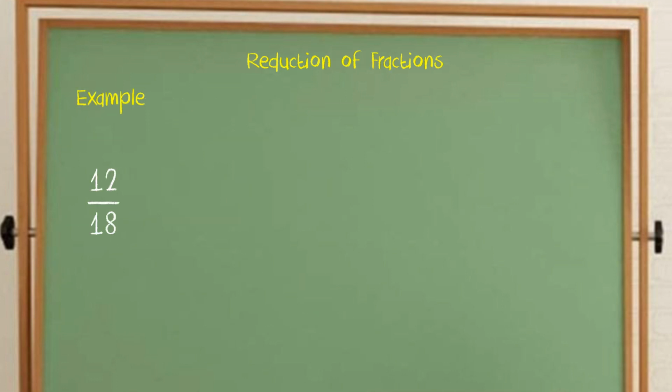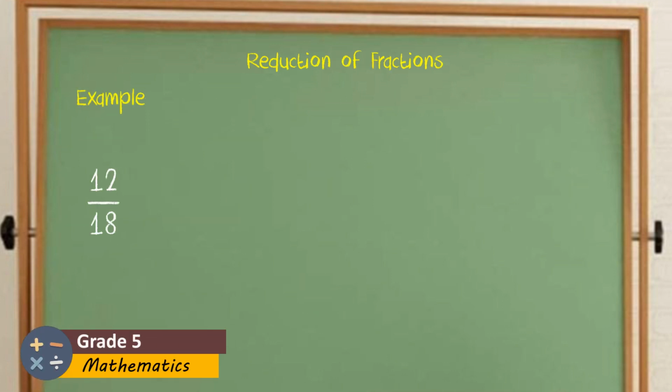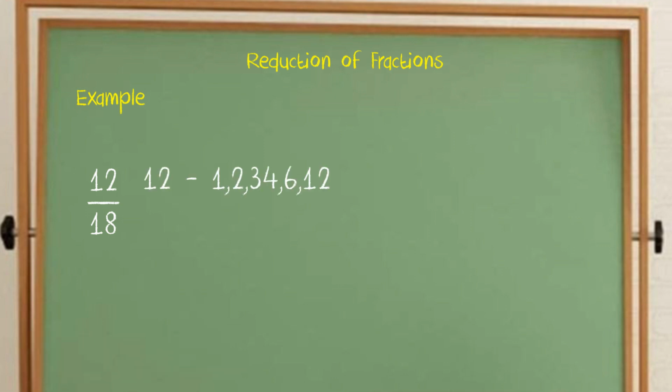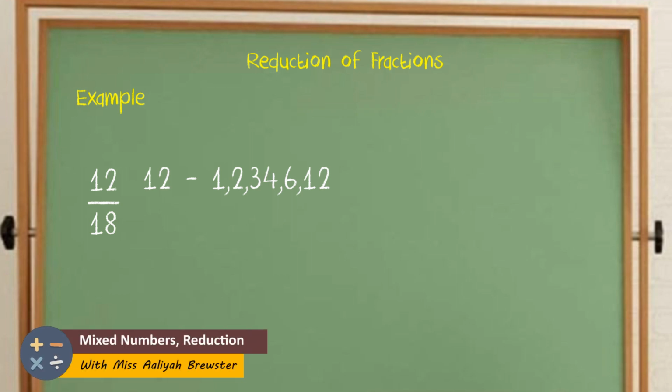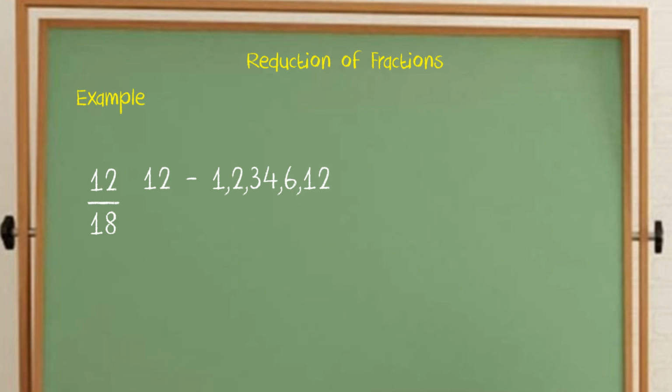For example, we'll be using the fraction 12/18. So, we write down the factors for the numeral 12, which is the numerator. And those factors are 1, 2, 3, 4, 6, and 12. The next step is to write down the factors for the denominator, which is numeral 18. And those factors are 1, 2, 3, 6, 9, and 18.